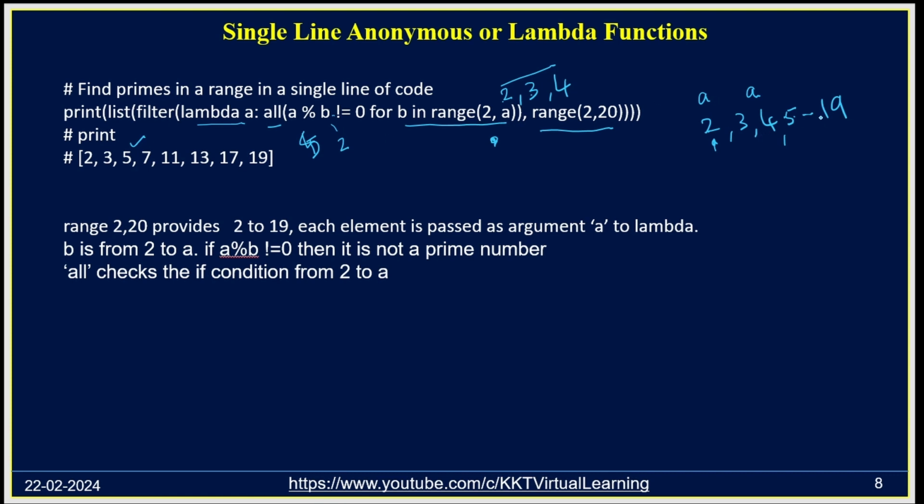Similarly, you can check for all other numbers. So all will apply this condition to all values in B. This is a range of numbers, and for each number, this condition will be applied. So this lambda function will finally return only the prime numbers.